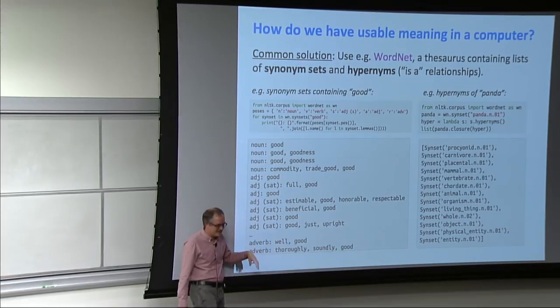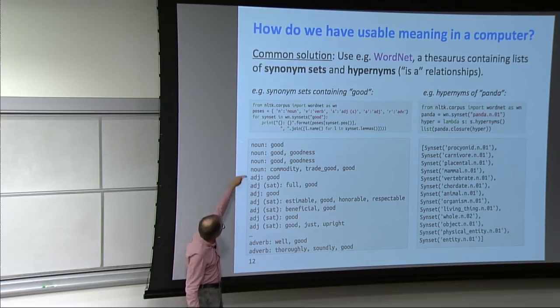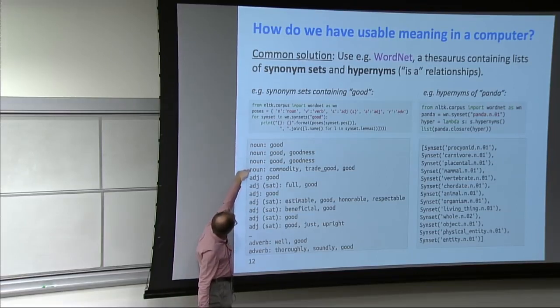This looks really complex and hard to understand, but the idea of WordNet is that it makes these very fine-grained distinctions between senses of a word. So it's saying for good, there are some senses where it's a noun, right? That's where you say, I bought some goods for my trip, right? So that's one of these noun senses like this one, I guess.